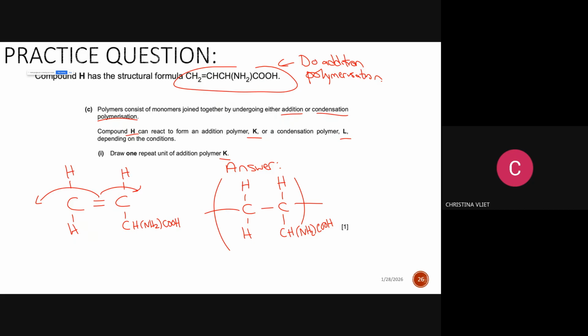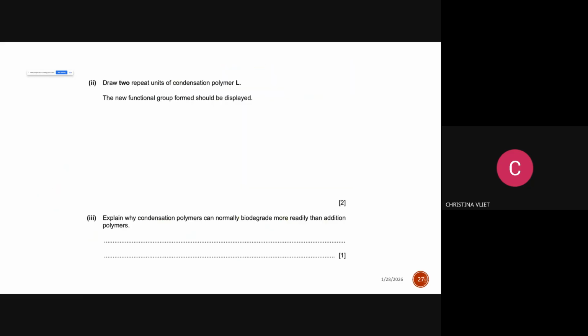We're almost done. Ready for the last one? It says draw 2 repeat units of the condensation polymer L. So they're telling you H can be formed into L. What I did in my notes was I rewrote it out at the top because I can't brain unless I have it right in front of me.